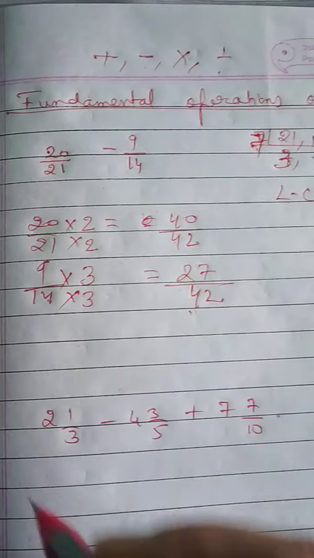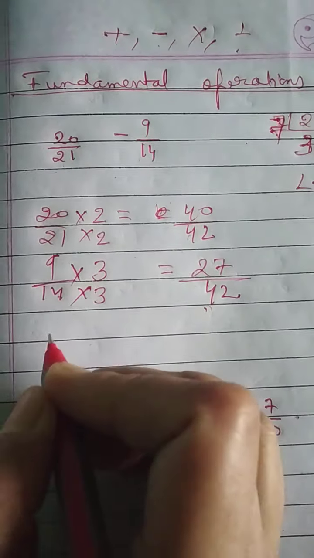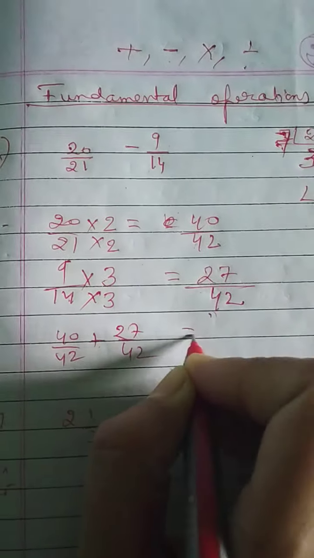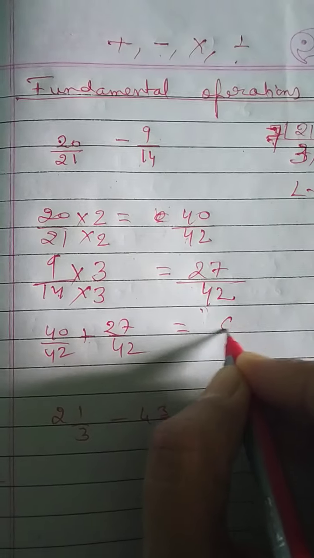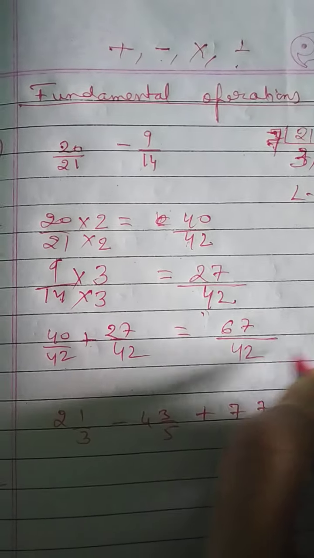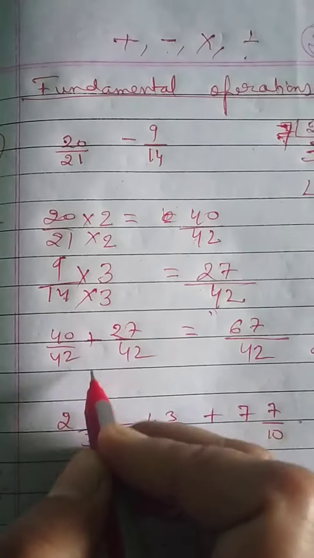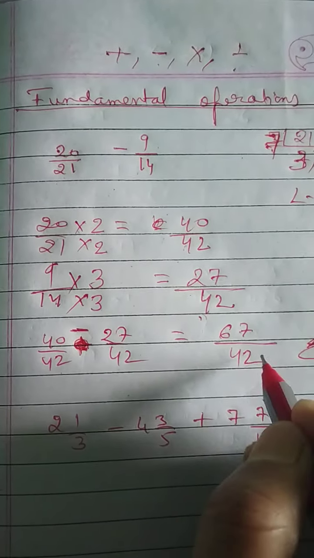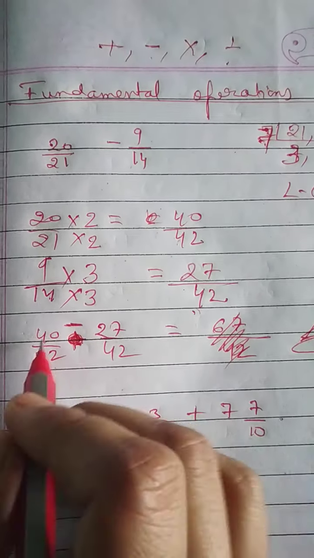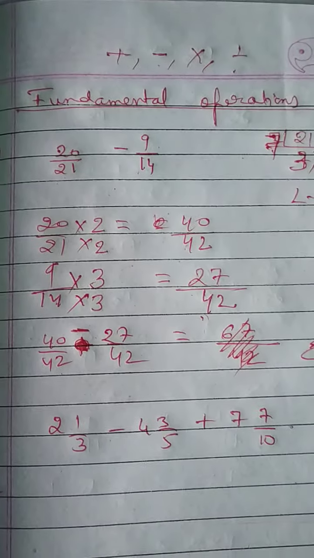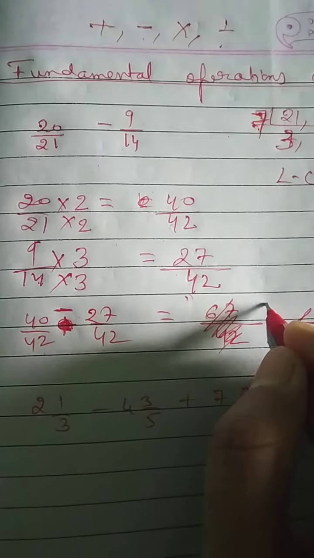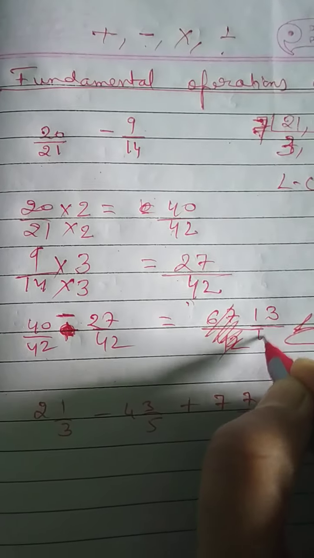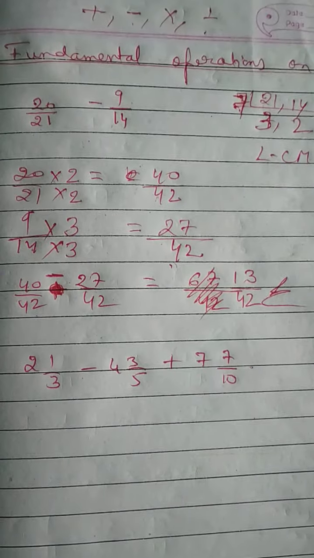Okay, now you can add it. One is this method, 40 by 42 plus 27 by 42. Sorry, it is minus, not plus. You have to do minus. So subtract it, don't add. 40 minus 27: 10 minus 7, we will get 3, and here 3 minus 2, 1. 13 by 42 will be the answer.